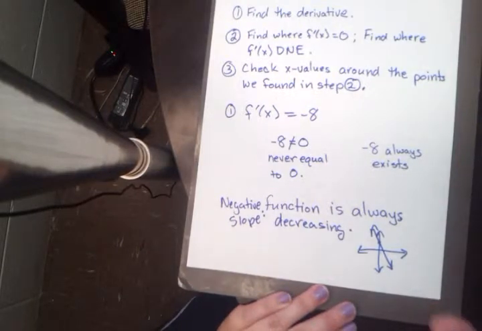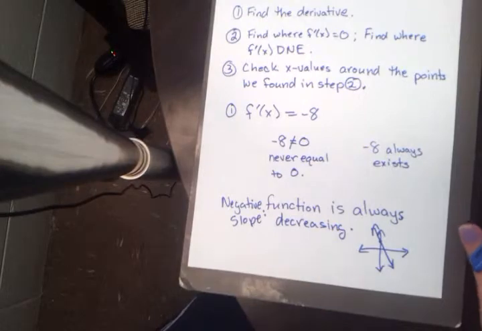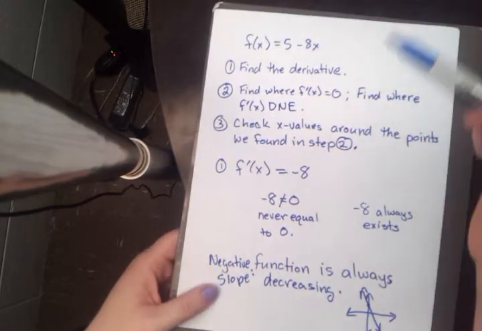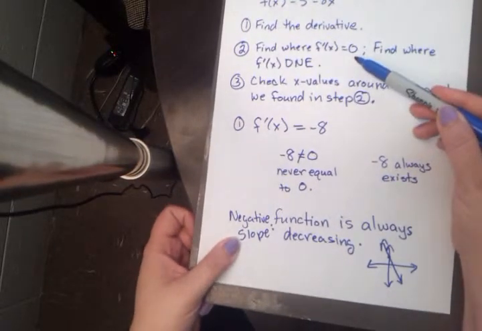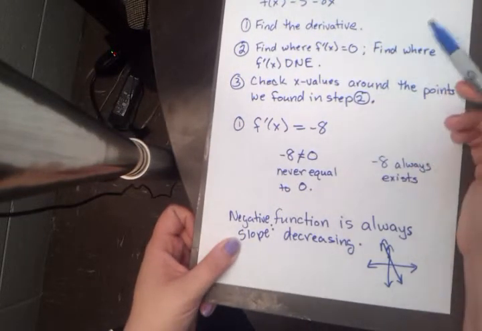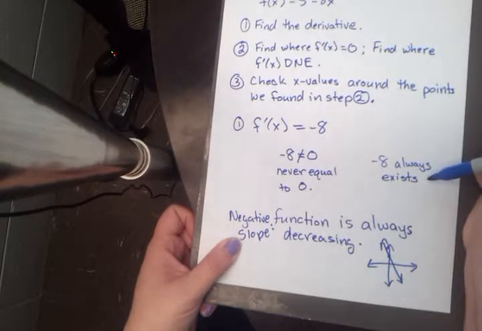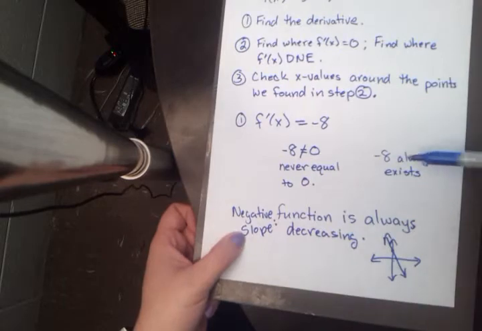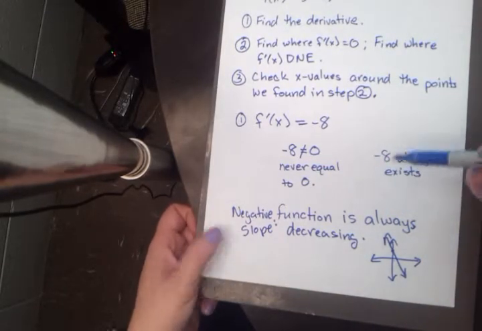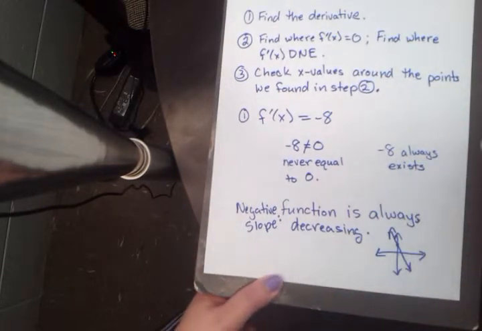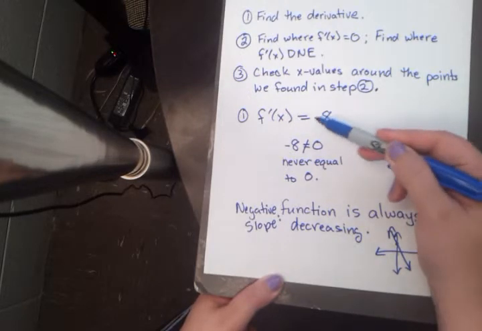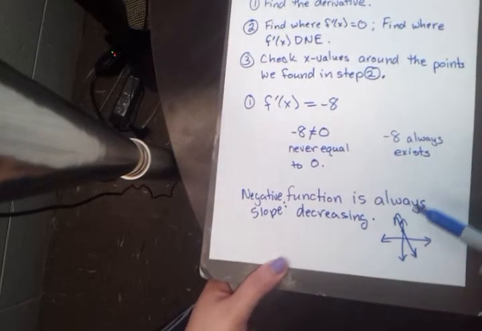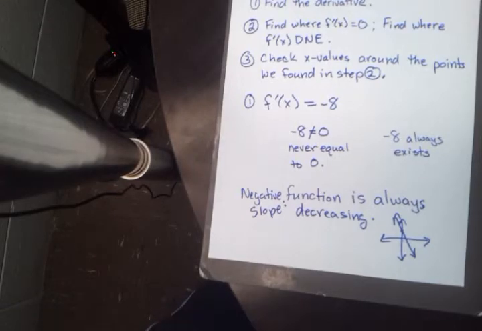Trick question, I get it, but the next few are probably going to make a little bit more sense because we're going to be able to apply our rules to it a little bit better. So start with a function, take the derivative. Figure out where it equals 0. It never equals 0. Figure out where it doesn't exist. It always exists. Check values around the points you found in step 2. Did we find any points? No. So whatever's happening is happening on the entire function. And we see that we have a negative slope for the entire function. And that means that the function is always decreasing.